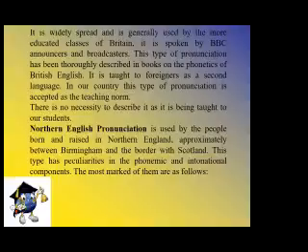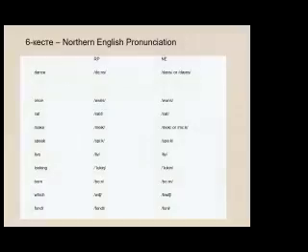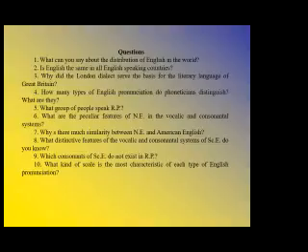Northern English pronunciation is used by the people born and raised in Northern England, approximately between Birmingham and the border with Scotland. This type has peculiarities in the phonemic and the intonational components. The most marked of them are as follows: dance, once, said, make, spake, live, looking, burn, which, fondle.